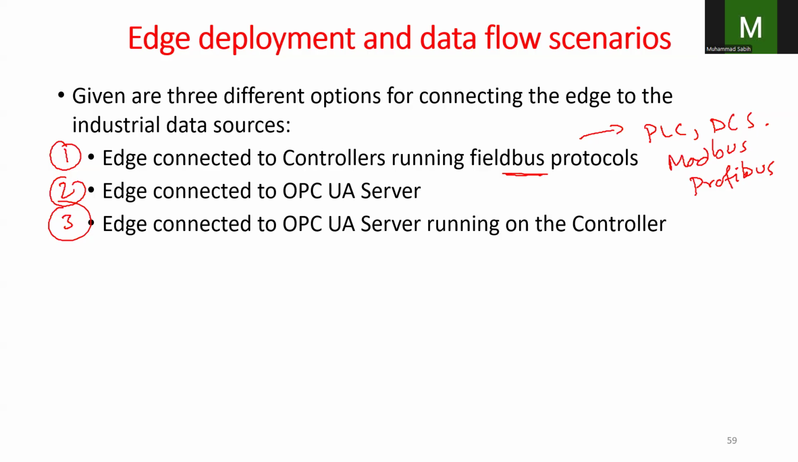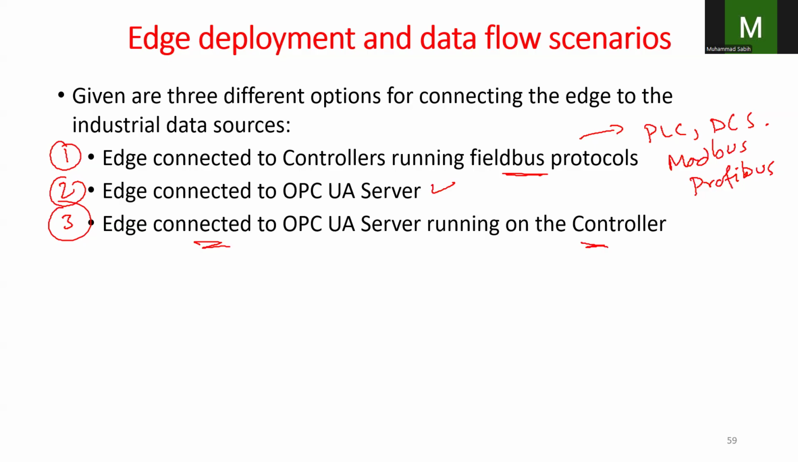Then we have the edge connected to the OPC server. This edge connects to a centralized OPC server that aggregates data from various sources. This is a popular and standardized method, and this is what we are also doing in the project, providing structured access to the process variables. The third one is connecting the edge to the OPC server running on the controller. Some modern controllers, some PLCs, have built-in OPC UA servers, so the edge device can directly pull data from the controller, reducing latency and simplifying the architecture.